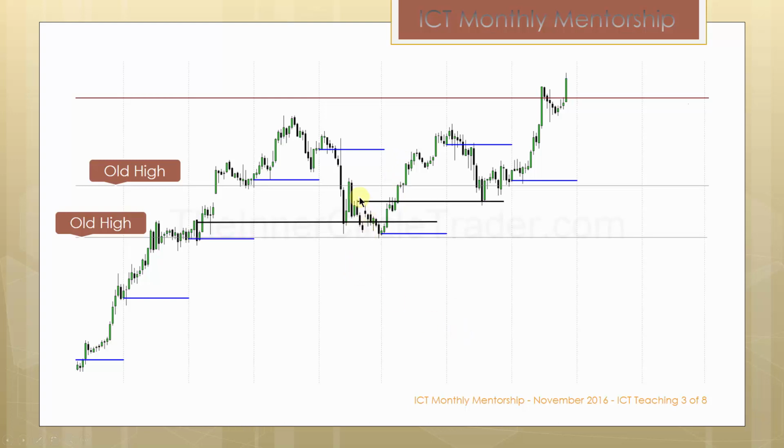But I want you to think about all these down candles in here. All these down candles on a 15-minute time frame create a larger order block on a higher time frame. Draw that out in time. That's the reason why we're seeing price trade here.